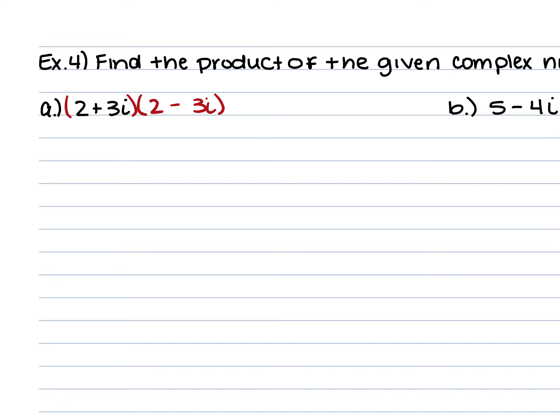When you do the difference of squares, you're going to take the first term, which is 2, and square it, minus the second term, which is 3i, and square that. The 2 squared is 4. The 3i raised to the second power is 9i squared. If we simplify this, that i squared is negative 1, so that's 4 minus 9 times negative 1. The negative 9 times negative 1 is a positive 9, so 4 plus 9 gives us 13.